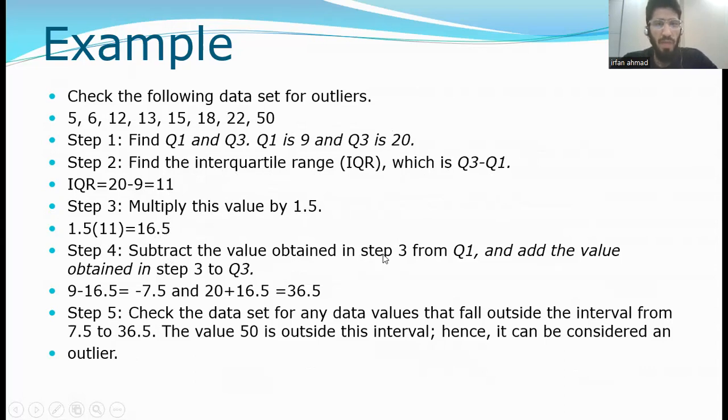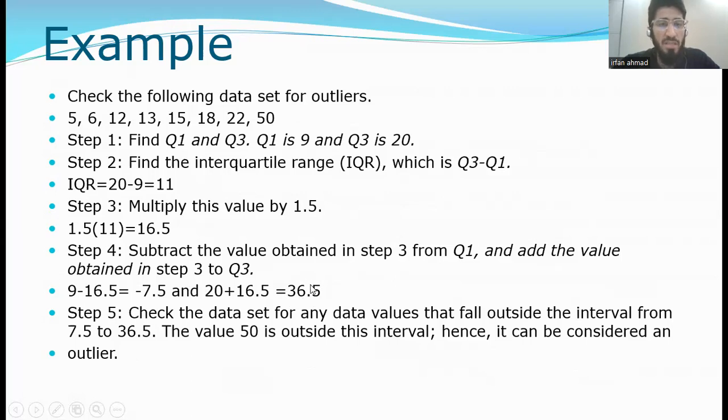Subtract the value obtained in step 3, 16.5, from Q1. Q1 is 9. If we subtract 16.5 from 9, we obtain minus 7.5, and if we add it to Q3, which is 20, we get 36.5. So now these are actually the main limit values.